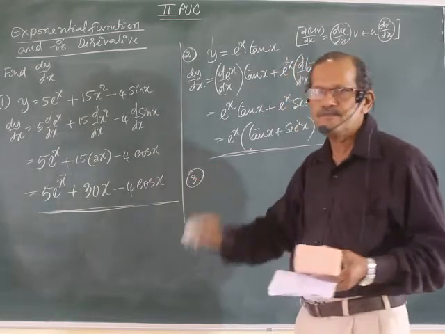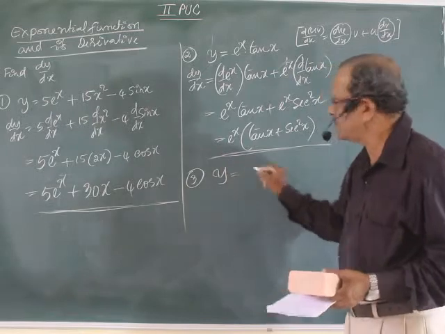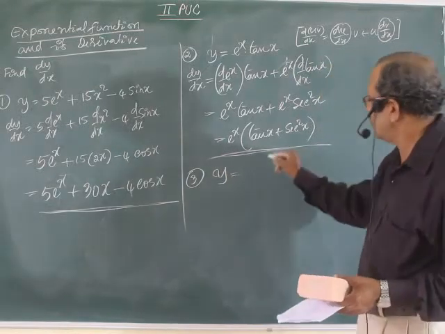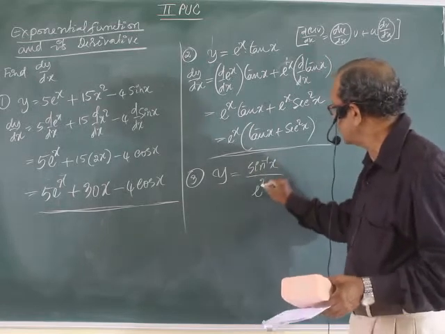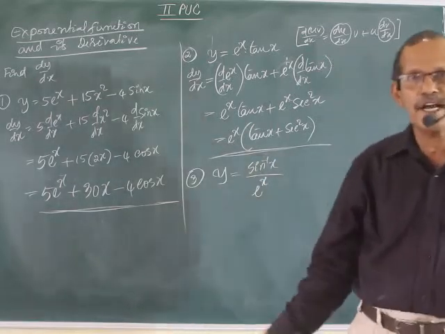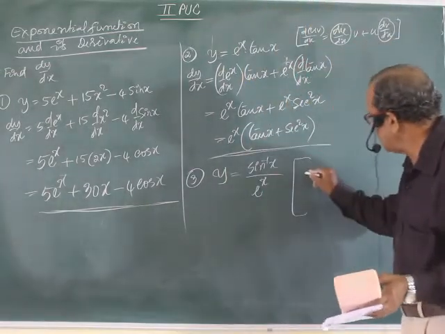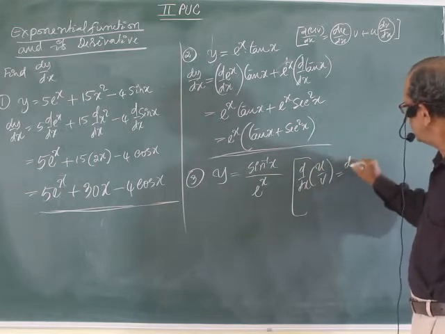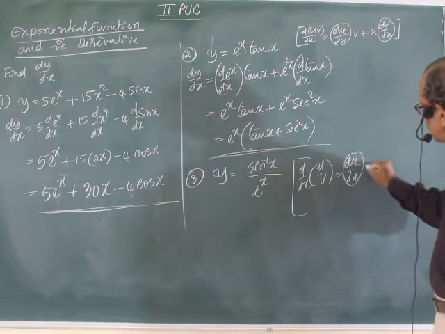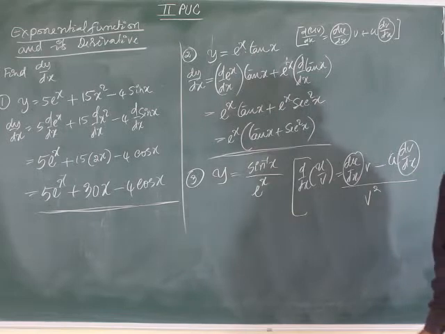Third problem. y equal to sin inverse x divided by e to the power x. See, in the quotient formula, you can include that exponential function. Formula, let me write here. d by dx of u by v equals du by dx into v minus u into dv by dx, all by v square.